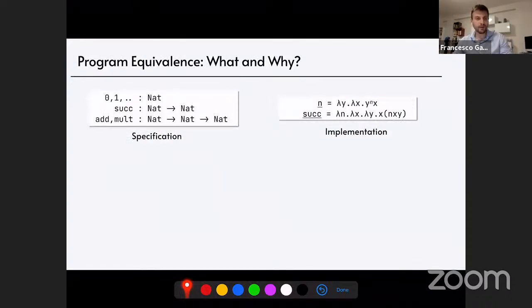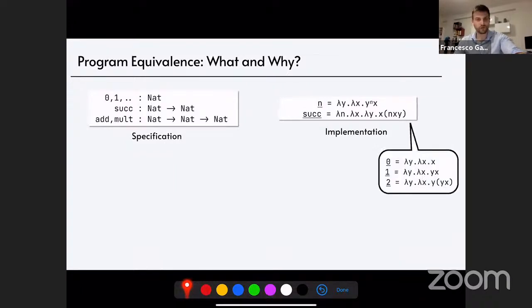Second motivating example, this time about specification and implementation. We may consider a specification of natural numbers with their arithmetic, so a successor function, addition, multiplication, and so forth. And we could also consider an implementation of that specification, this time given by Church numerals, for instance. And again, what we would like to prove is that the implementation is correct.